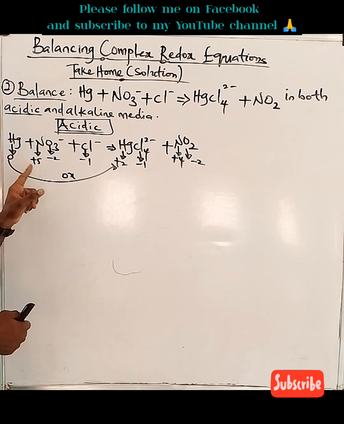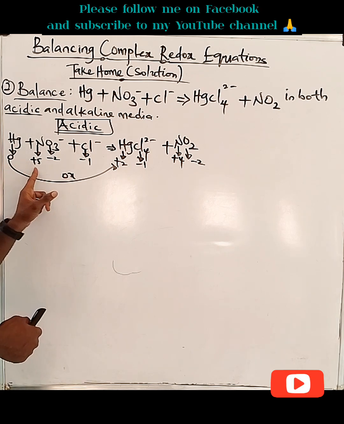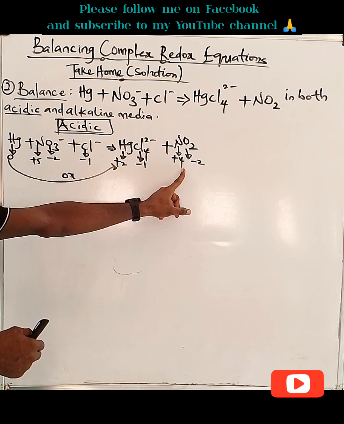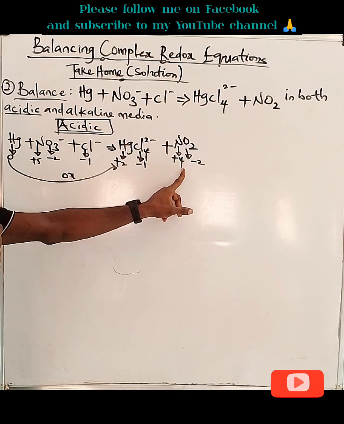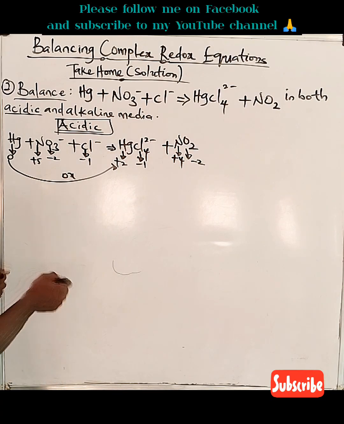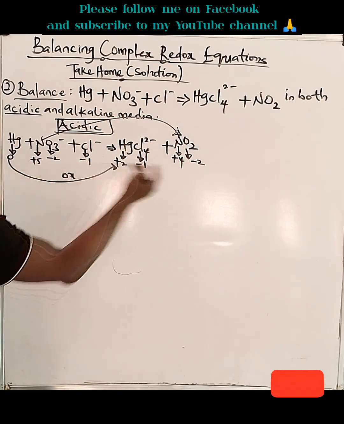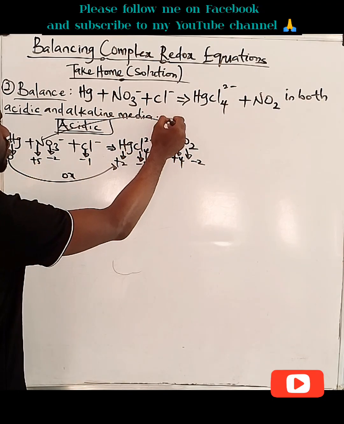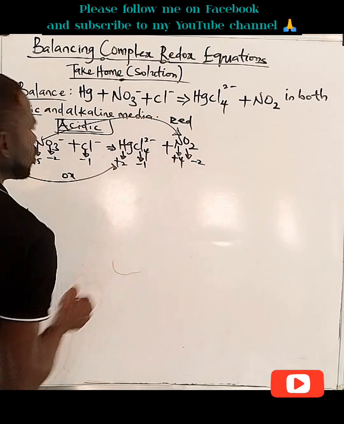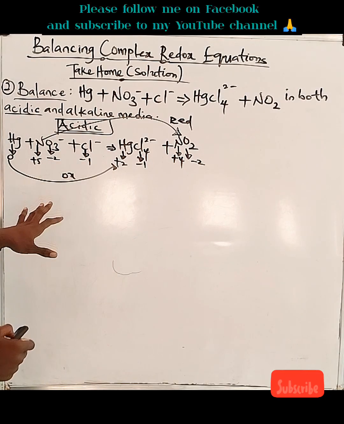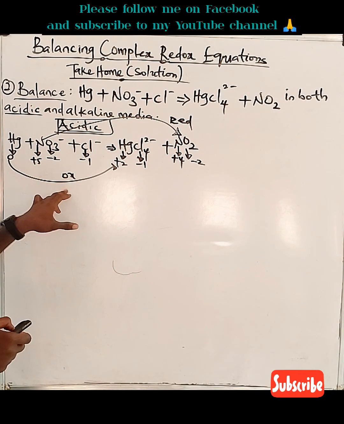When we look at nitrogen, nitrogen here is plus 5, while nitrogen here is plus 4. So there is visibly a reduction in oxidation number. Comparing plus 5 down to plus 4, this is reduction, RED. We're going to work first on oxidation, so let's quickly work on that.